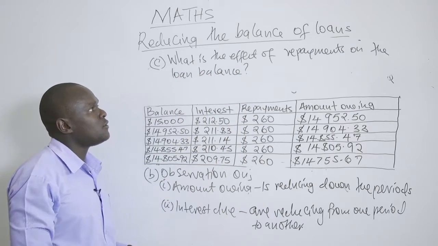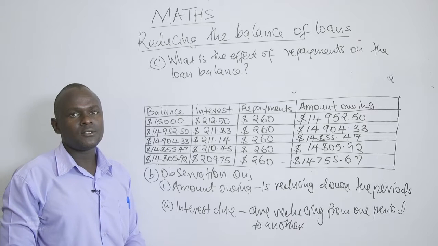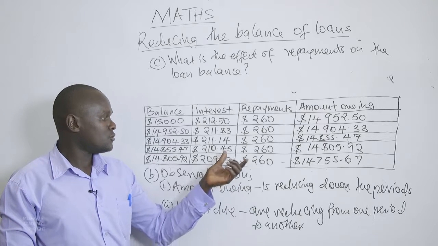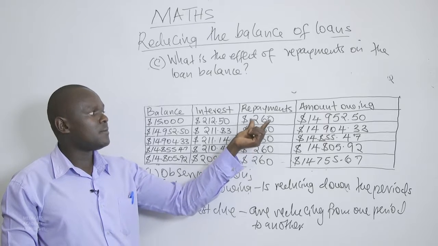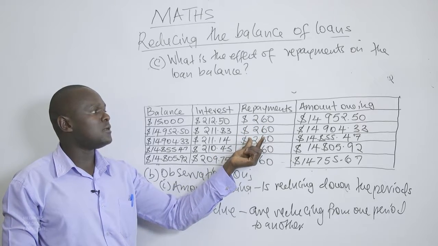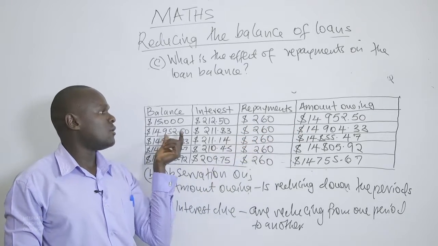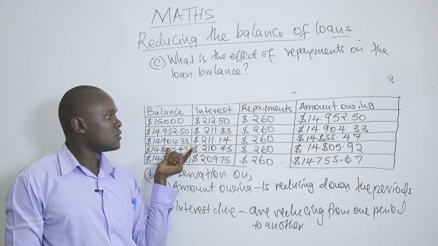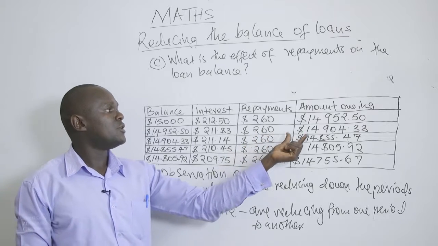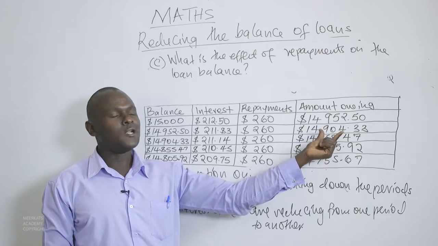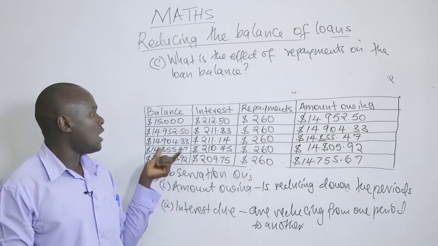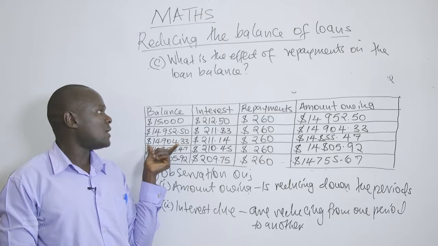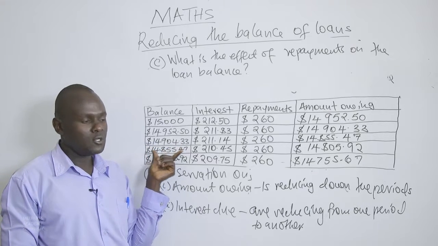What is the effect of repayments on the loan balance? This one goes without saying: every time a repayment is made, the loan balance goes down, because these repayments reduce the amount owing, and when the amount owing reduces, automatically the loan balance during the next period goes down.